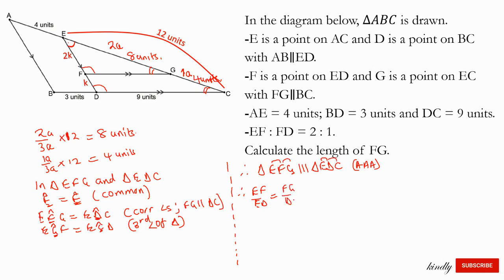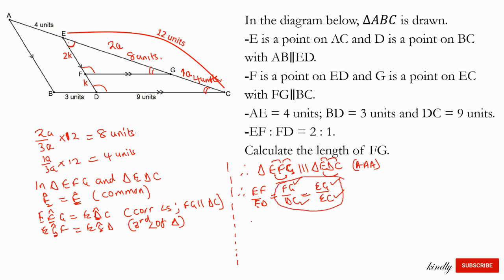is equal to EG over EC. You see that? And then what are we looking for? We're looking for FG. Do we have DC? Yes, we have DC, which is 9 units. Do we have EG? Yes, it is 8 units. Do we have EC? Yes, it is 12 units. And then we just use this part.